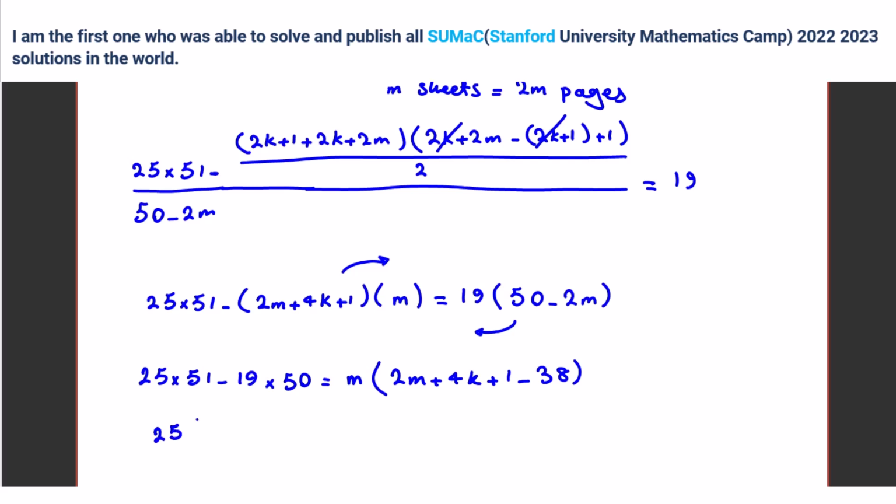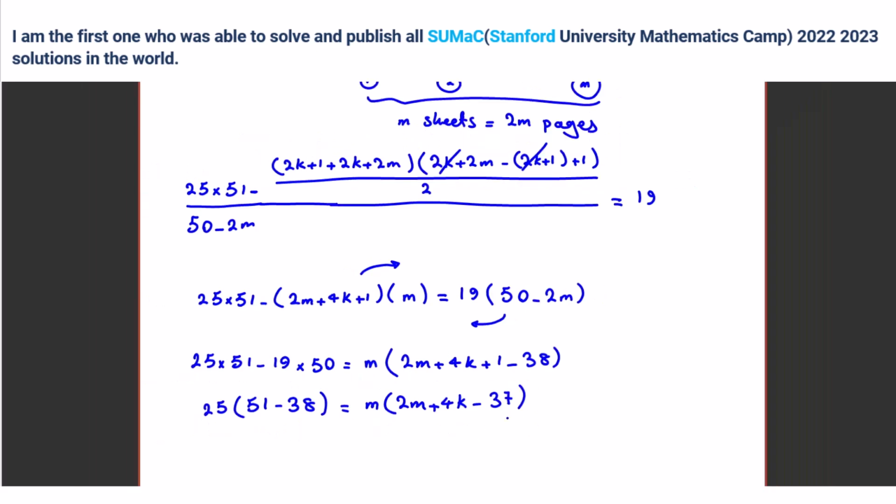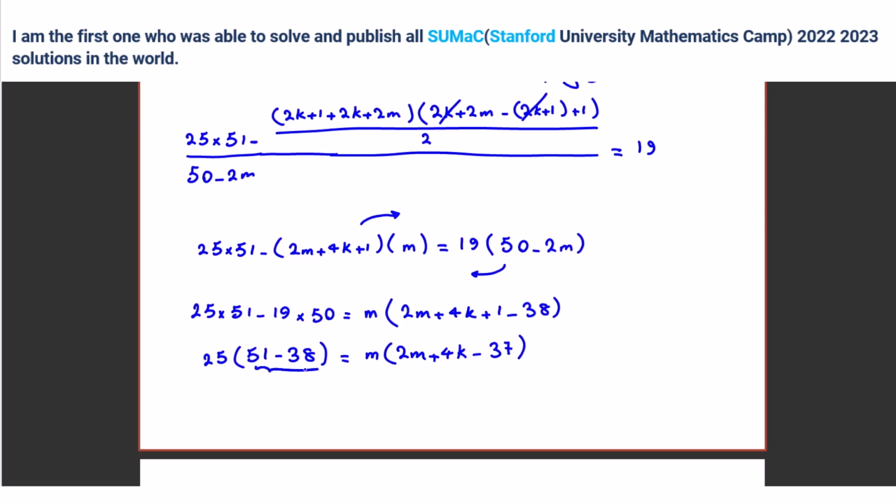So here 25 times 51 minus 38 is equal to m times 2m plus 4k minus 37, right? 51 minus 38 is what? 13. So 25 times 13 is equal to m times 2m plus 4k minus 37. So we should consider cases, right?